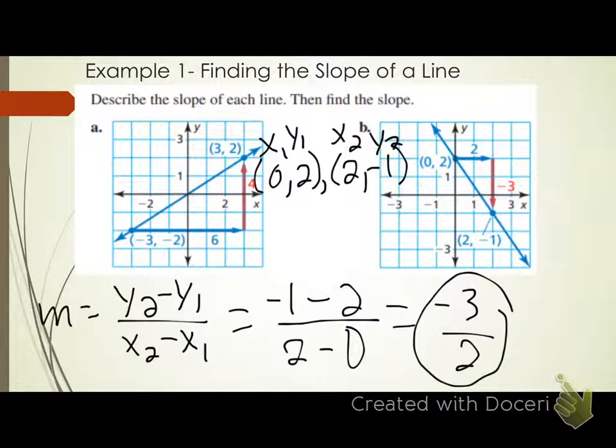Any questions? No. We okay using the slope formula? Yes. We okay doing rise over run? Yes. Any questions? No. Can I erase and move on?